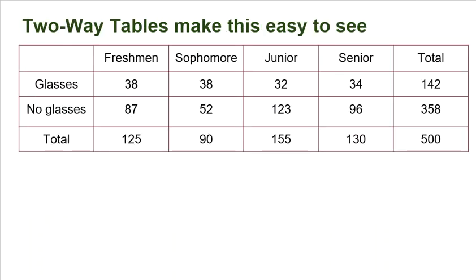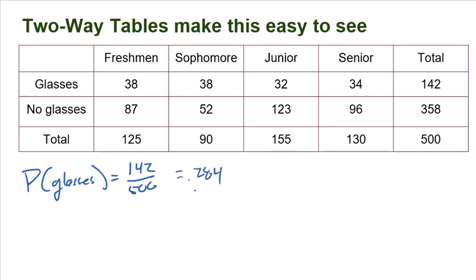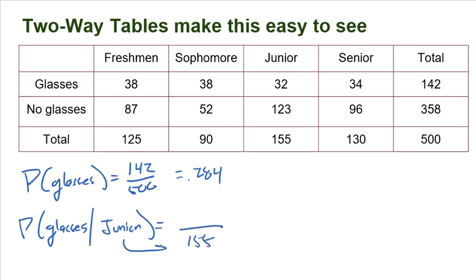So let's answer the question here. Is there an association between wearing glasses and your grade level? Well, let's figure this out. What's the probability that somebody wears glasses? All right, that's easy. 142 out of 500 is 0.284. And then we're going to say, all right, let's continue to look at wearing glasses. But let's see, does being a junior change that? So of the juniors, of the 155 juniors, condition changes the denominator, 32 of them wear glasses. So 32 divided by 155 is 0.206.